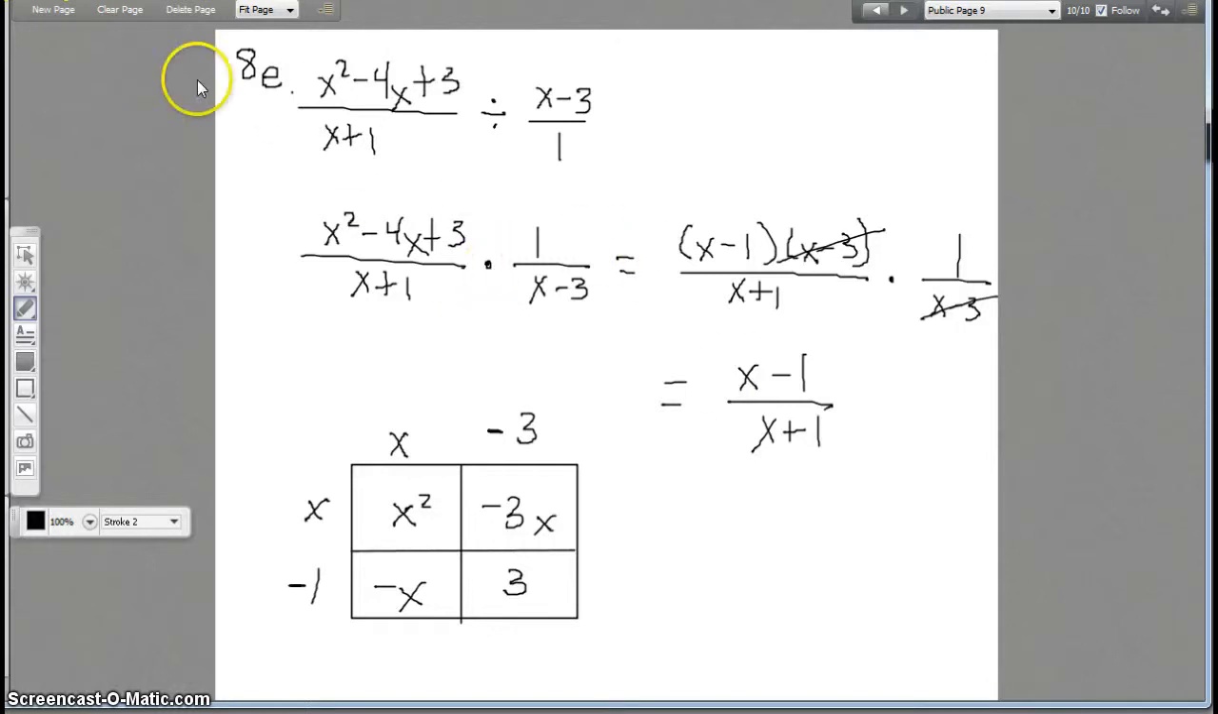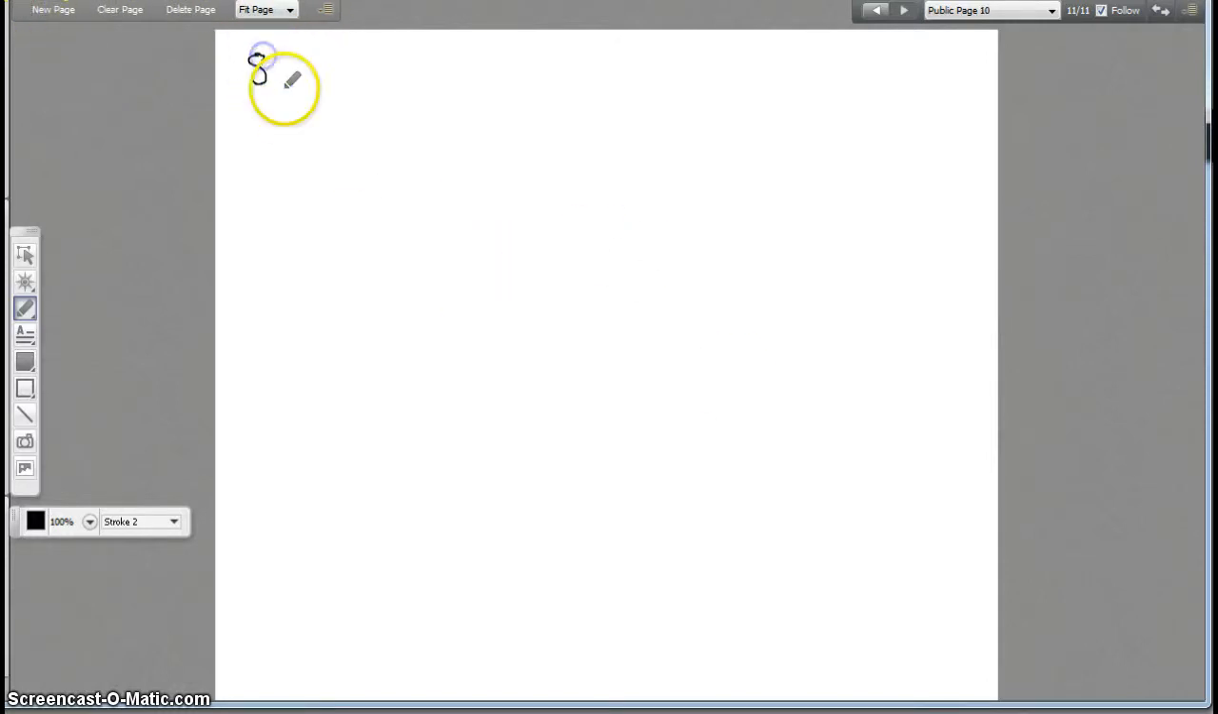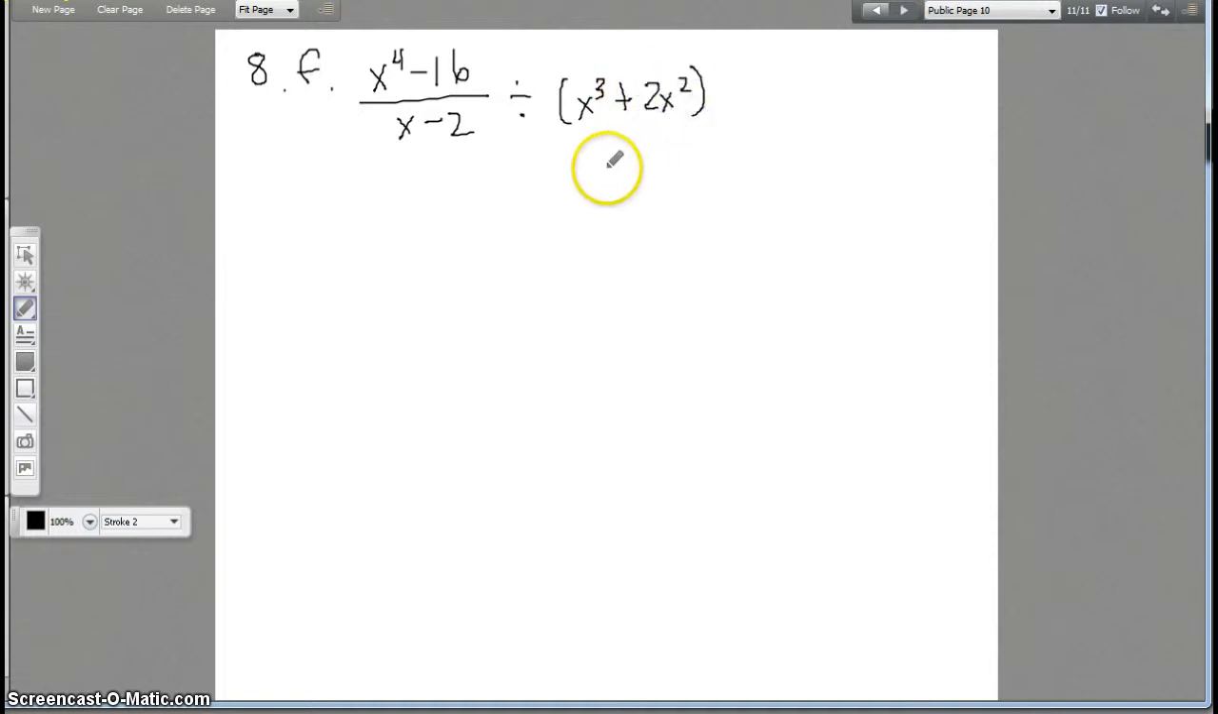So let's do just one more from problem number 8. Problem 8, part F. What if we have (x to the 4th minus 16) over (x minus 2), and that is divided by x cubed plus 2x squared. Okay, so first thing I'm going to do is write this second term as a fraction over 1. So we copy our first fraction, but looking at the numerator, we can see that this is a difference of 2 squares. So I'm going to go ahead and write that as the difference of 2 squares.